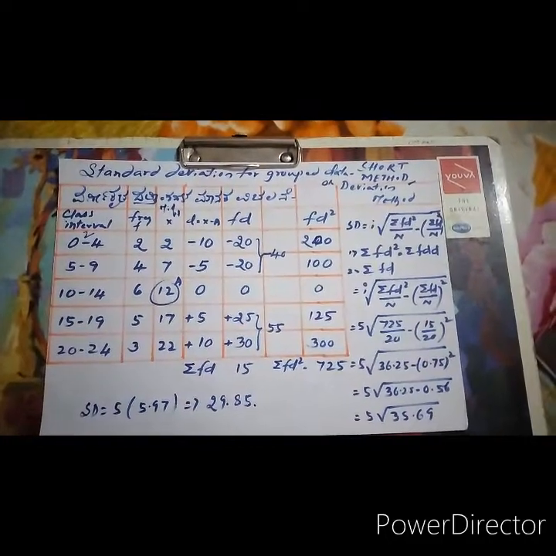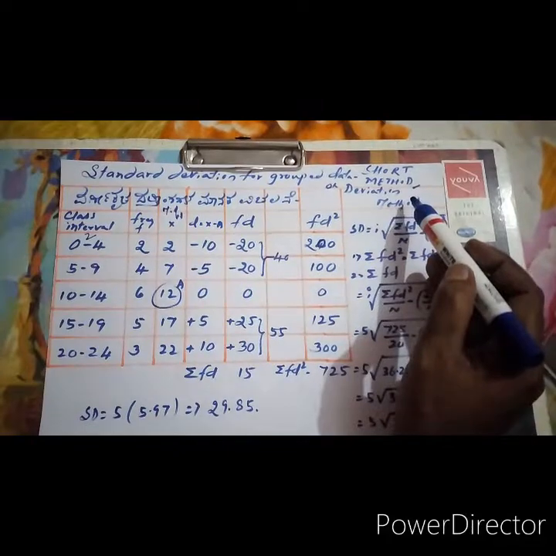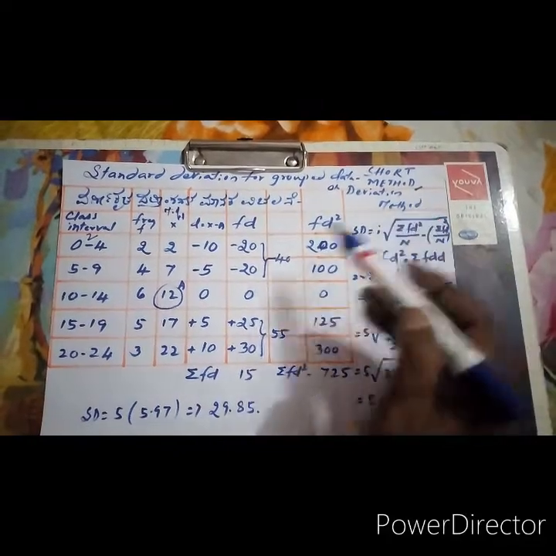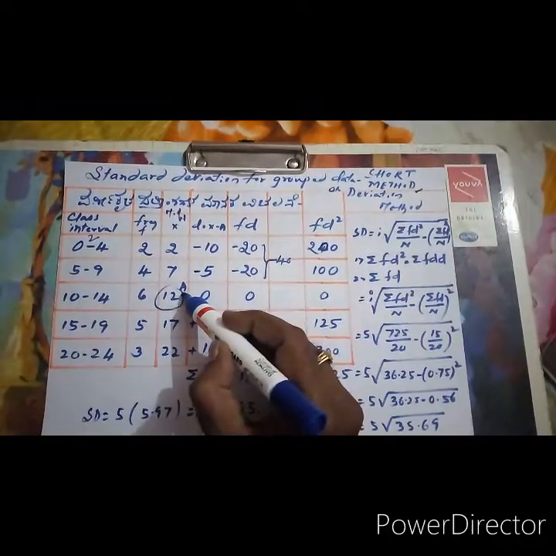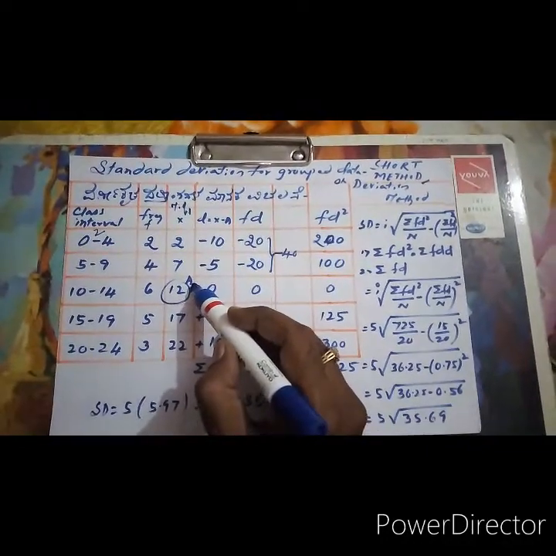Next, and the most important, you have to take the deviation. For taking deviation you have to assume any one of the values as A, that's what we call the assumed value.